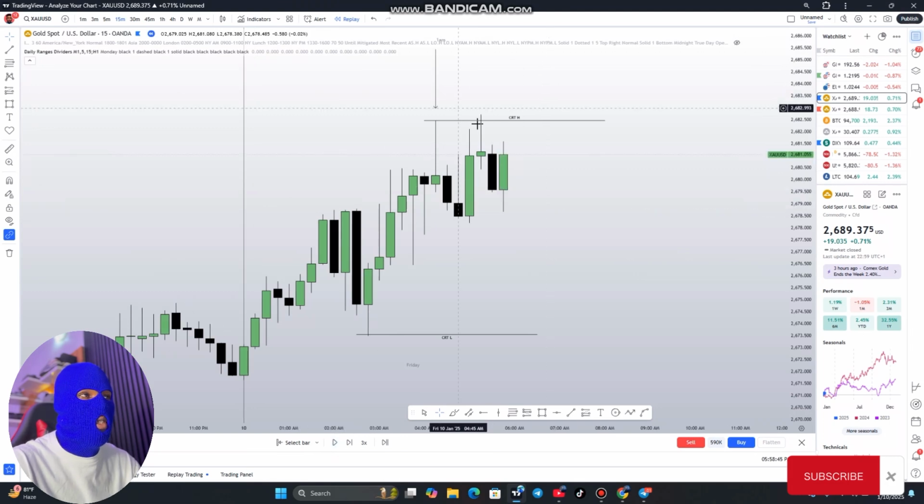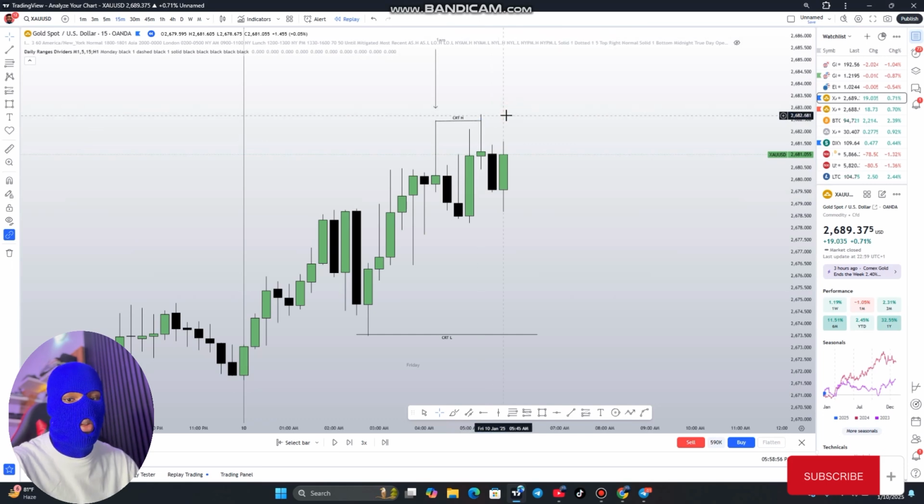So here we have this high taken out. We can simply call this our turtle soup. For those of you who trade ICT, you're going to know what turtle soup is. Turtle soup simply means sweep of liquidity. So we're going to call this our turtle soup.